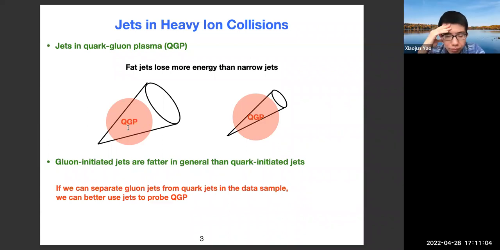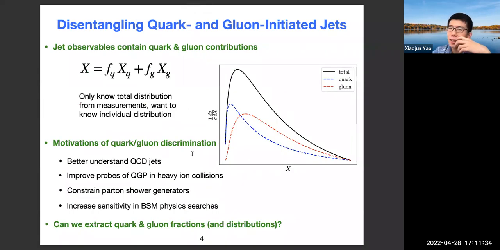Yeah. So then it's a motivation, right? Since the gluon jet and the quark jet have different energy loss rates inside the QGP, we're asking the question: if we can separate the quark-initiated jet from the gluon-initiated jet in the final data sample, we may be able to use that to better constrain properties of the QGP, because we can study intensively quark jets or intensively gluon jets. That's the goal. But it's hard in practice, because the jet observables or jet data samples we collect in the end contain both quark and gluon contributions.